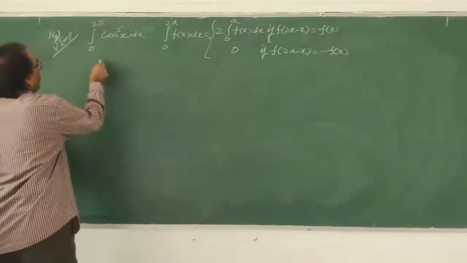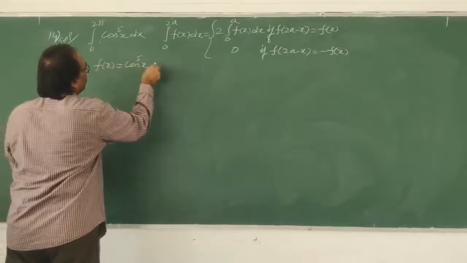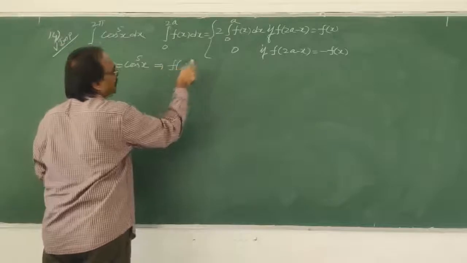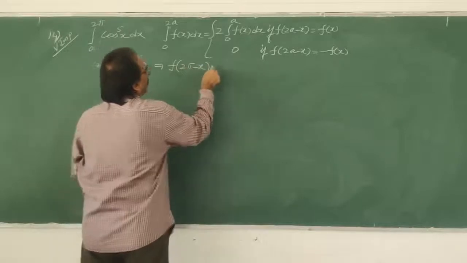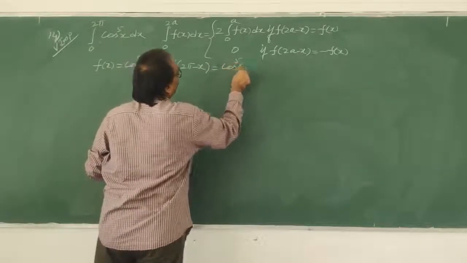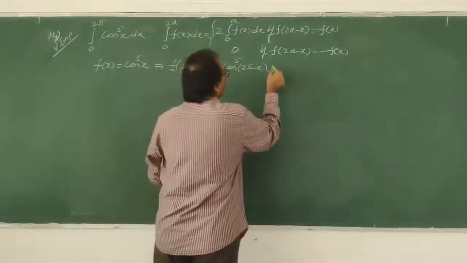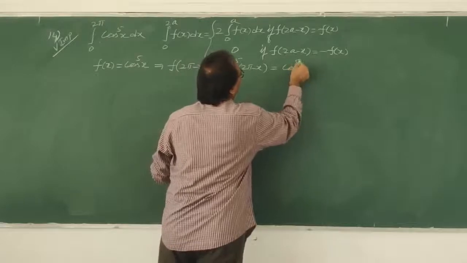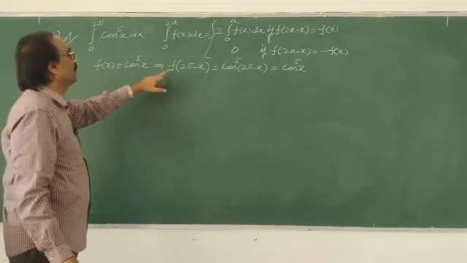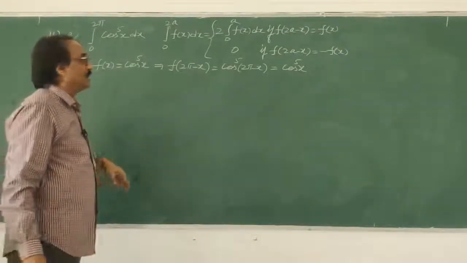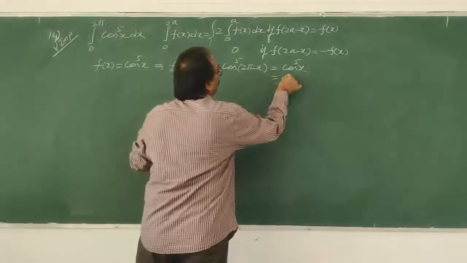Now what is f of x here? f of x means cos to the power of 5x. That implies f of 2a minus x. 2a means 2 pi. So 2 pi minus x means cos to the power of 5, 2 pi minus x. 2 pi minus x means which quadrant? Fourth quadrant. In the fourth quadrant cos is positive. Cos 360 minus theta is cos theta. So cos 5x. This implies the first one is correct, that is f of 2a minus x is equal to f of x. You got it. But again, cos power 5x is what? f of x. This is equal to f of x.